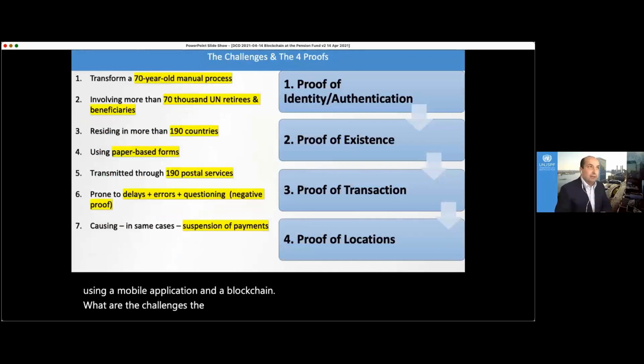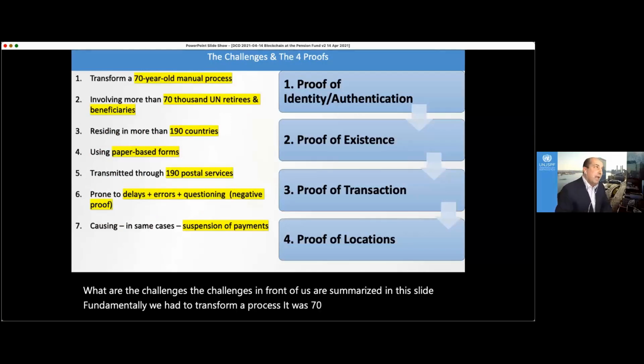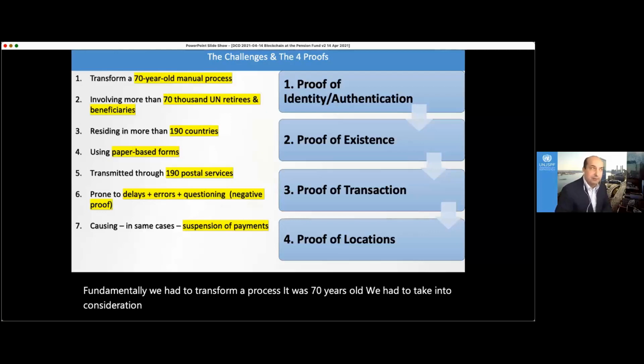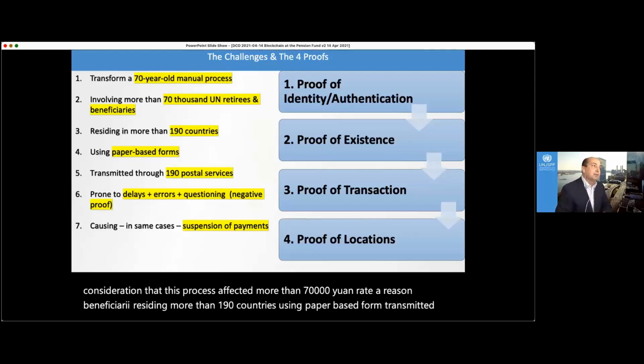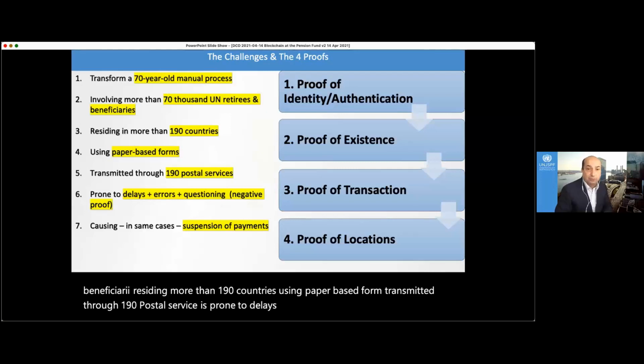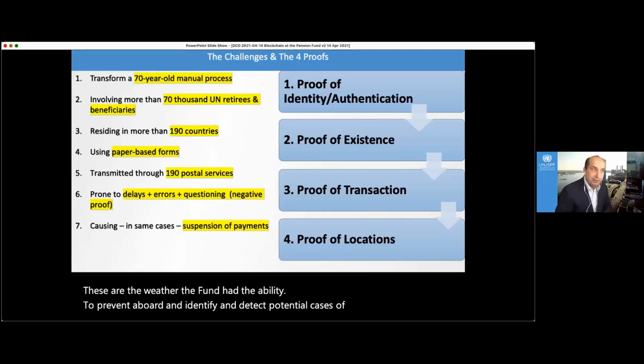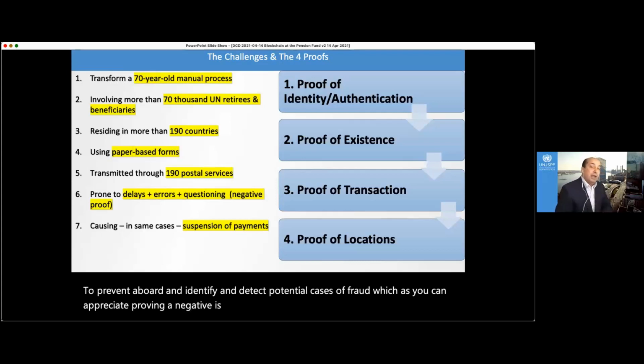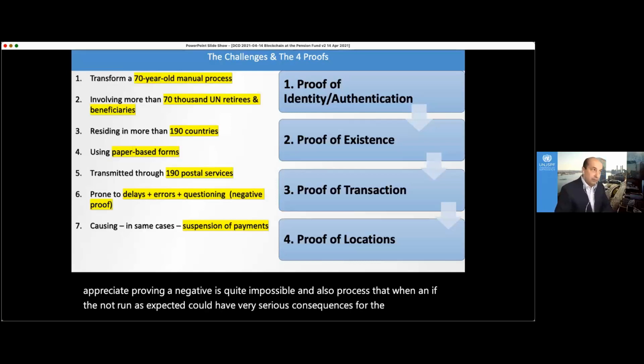The challenges in front of us are summarized in this slide. Fundamentally, we had to transform a process that was 70 years old. We had to take into consideration that this process affected more than 70,000 UN retirees and beneficiaries residing in more than 190 countries, using paper-based forms transmitted through 190 postal services, prone to delays and errors, and also to questioning whether the fund had the ability to prevent, avoid, identify and detect potential cases of fraud, which, as you can appreciate, proving a negative is quite impossible. It was also a process that, when it did not run as expected, could have very serious consequences for the beneficiary, because it could have led to the suspension of payment.